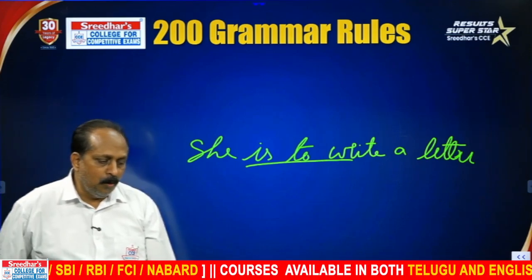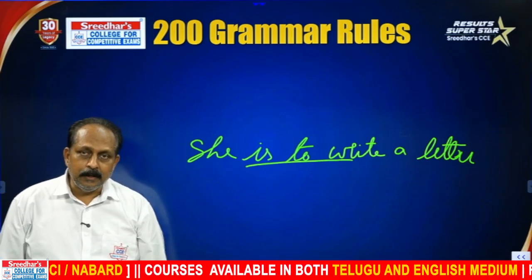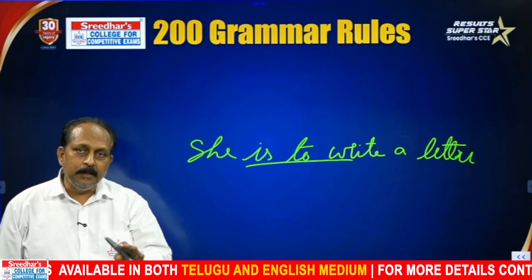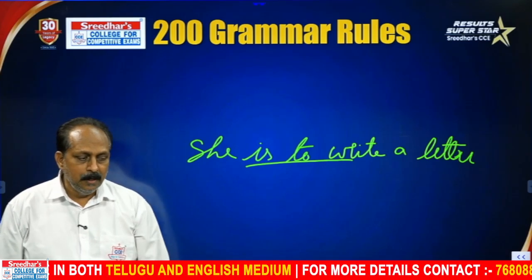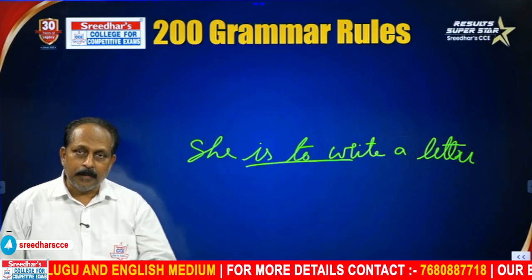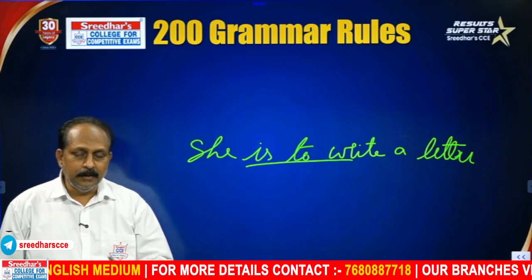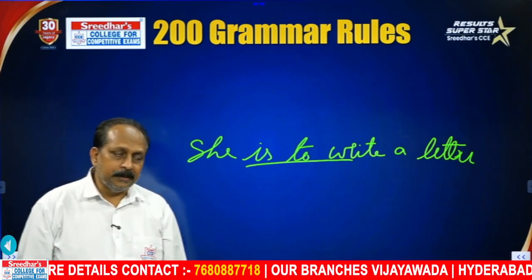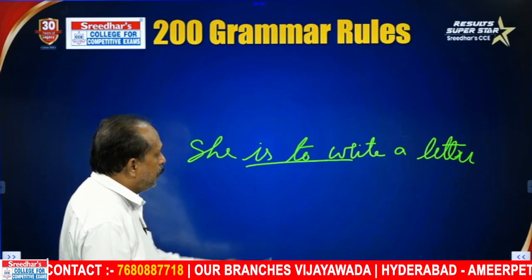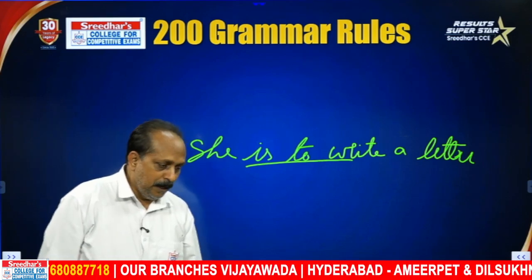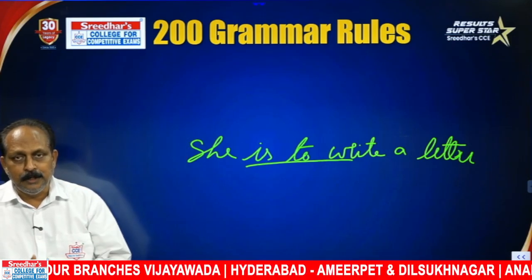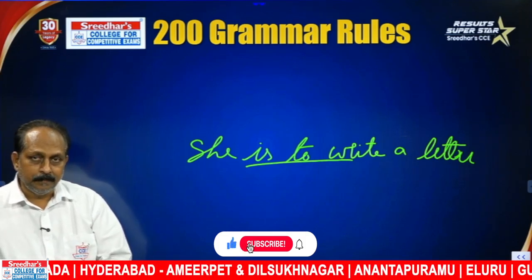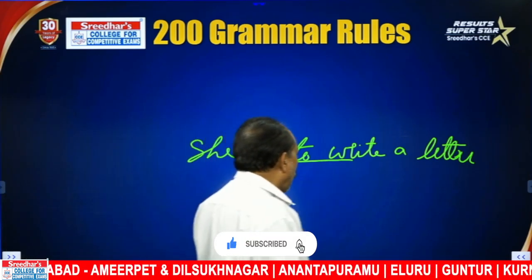In English, we have about 350 sentence patterns. When you learn entire grammar, you learn about 150 sentence patterns on the higher side. Still, how many patterns are there? 200 patterns. You don't have to learn them. They go with professionals, writers, different professions. And here, she is to write a letter. What does it mean? It means according to some arrangement, according to some agreement, she is supposed to write a letter.